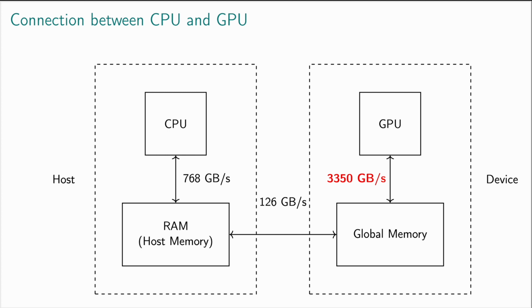It can be more than 3.3 terabytes per second for the latest NVIDIA H100. The connection between the CPU and the host memory can be more than 760 gigabytes per second for AMD EPYC Genoa with 96 cores, which is 5 times slower compared to the GPU. And finally, the connection between the host and the device is only 126 gigabytes per second for PCI Express 5. It is 6 times slower compared to the CPU and more than 25 times slower compared to the GPU.